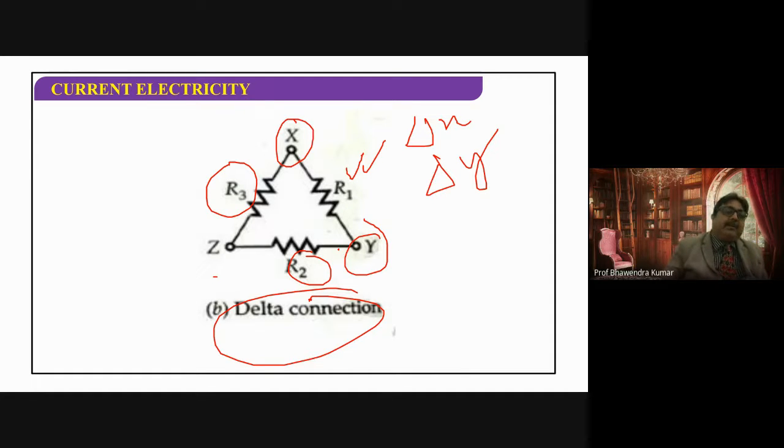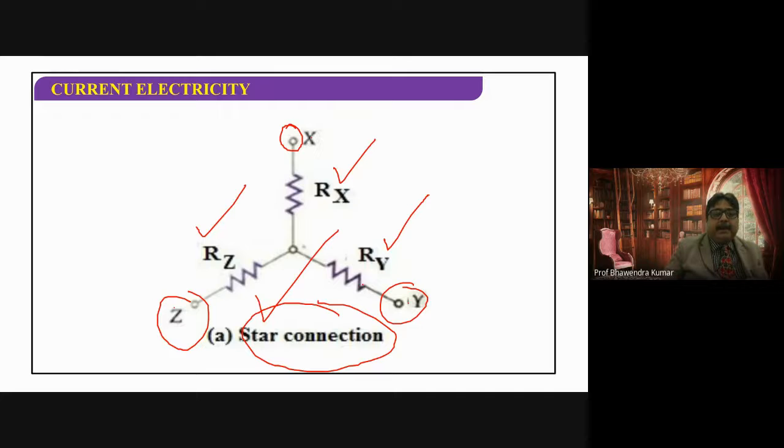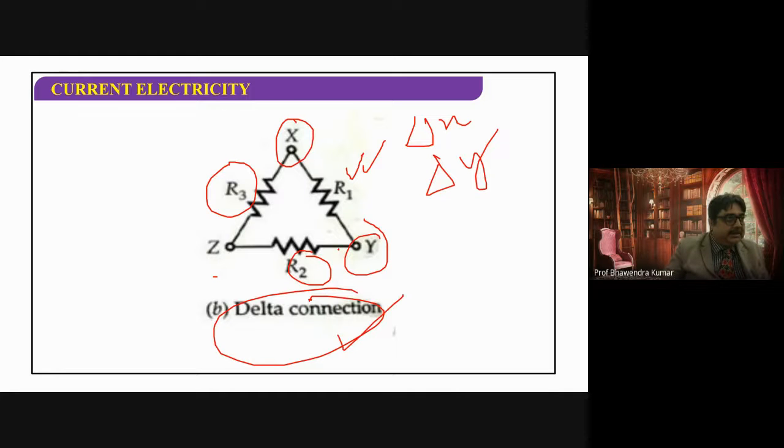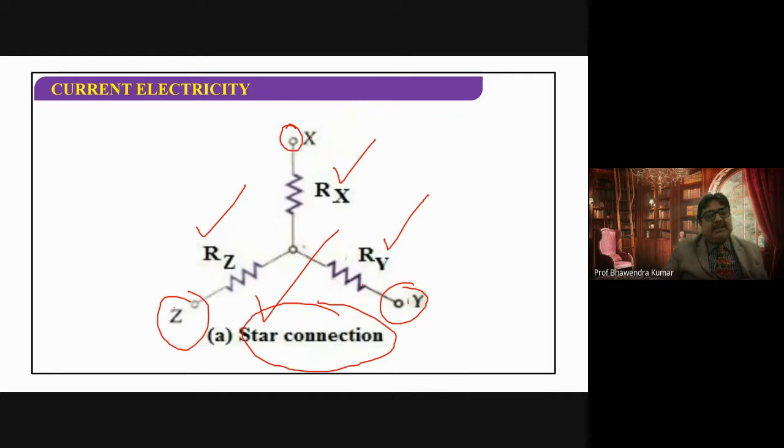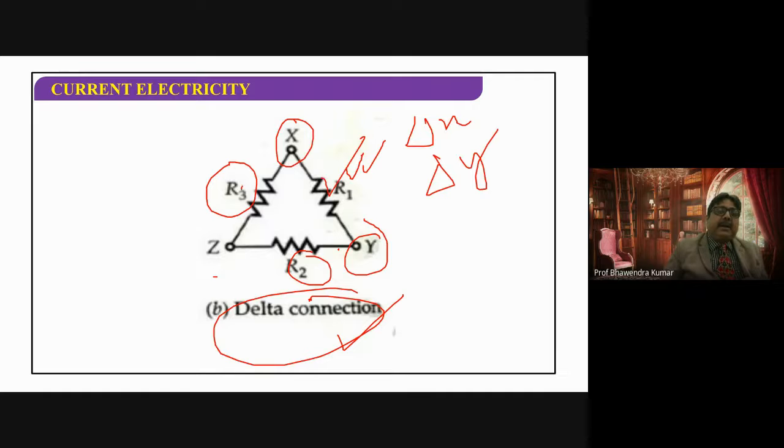So have you made both the diagrams? The diagram showing the star connection and the diagram showing the delta connection. In the star connection, we had the resistances Rx, Ry, and Rz. In the delta connection, we have R1, R2, and R3.